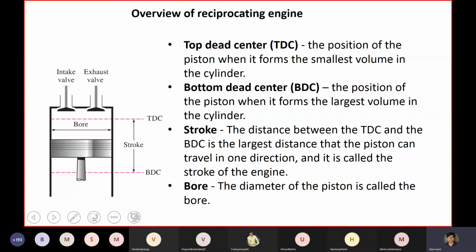Now since we have seen the dynamics of the reciprocating or IC engine, now let's look at certain key notations.